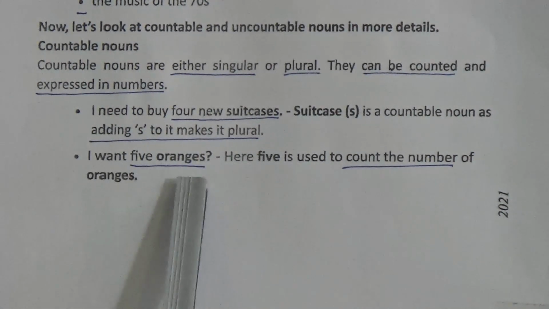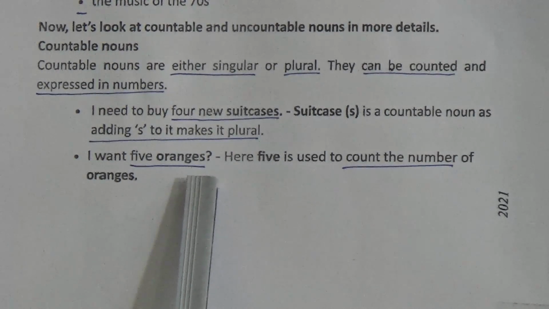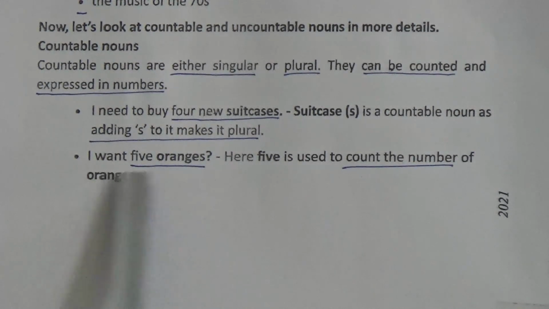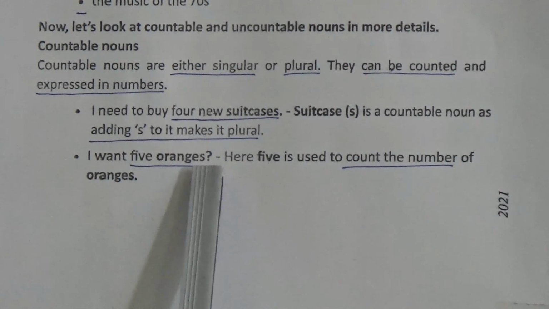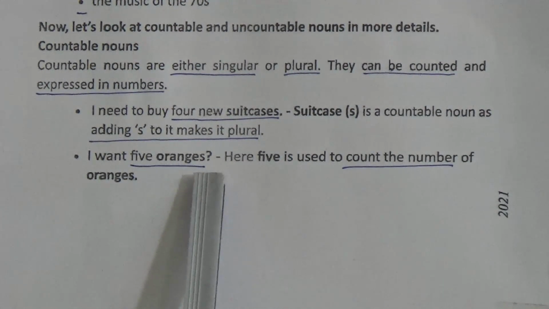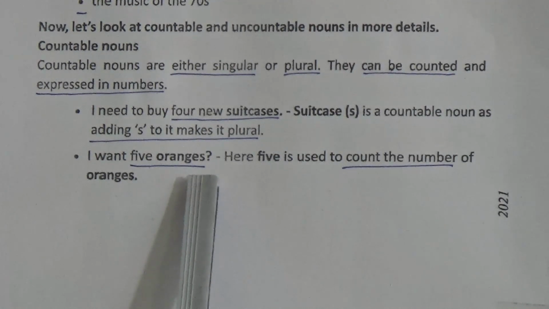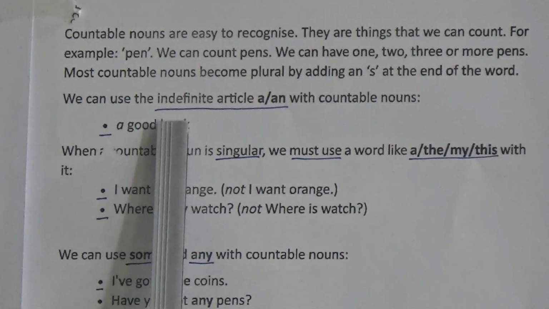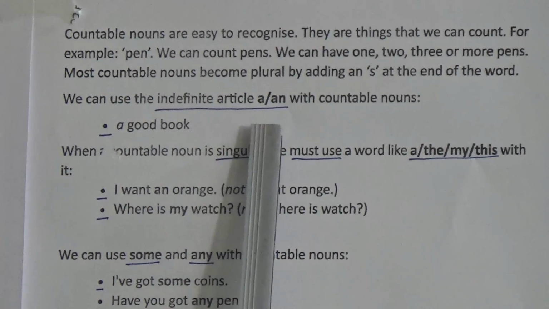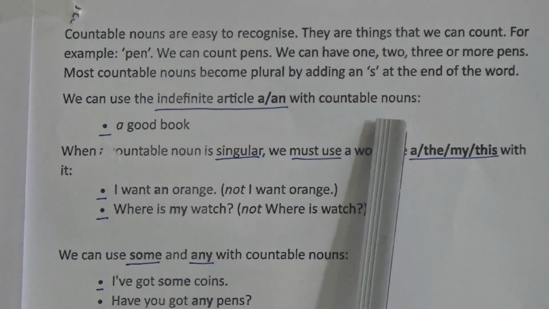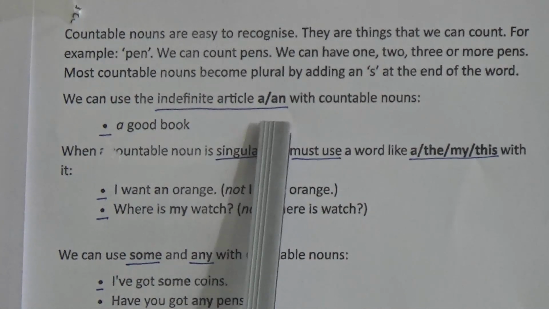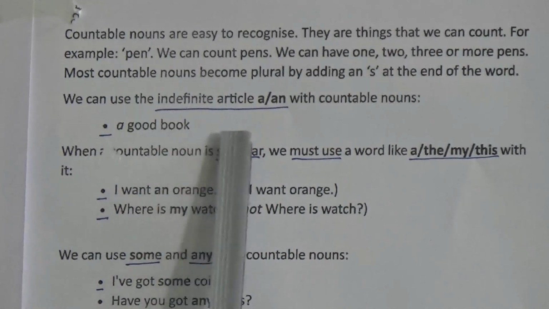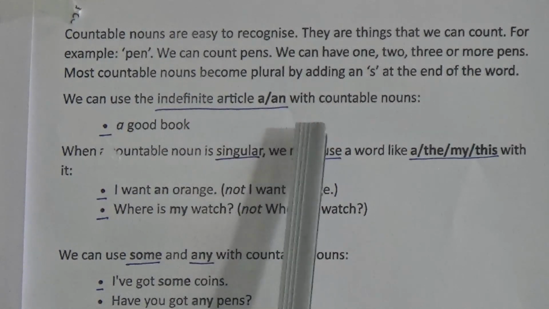I want 5 oranges. See, here we are counting the oranges with the number 5 and it's plural. S is used with orange to make it plural. Let's go to the next page. We can use the indefinite article a or an with countable nouns. A and an are indefinite articles and we can use these with countable nouns.